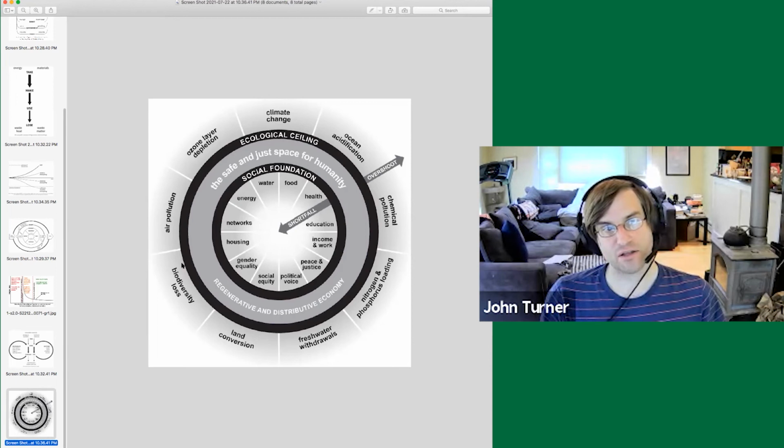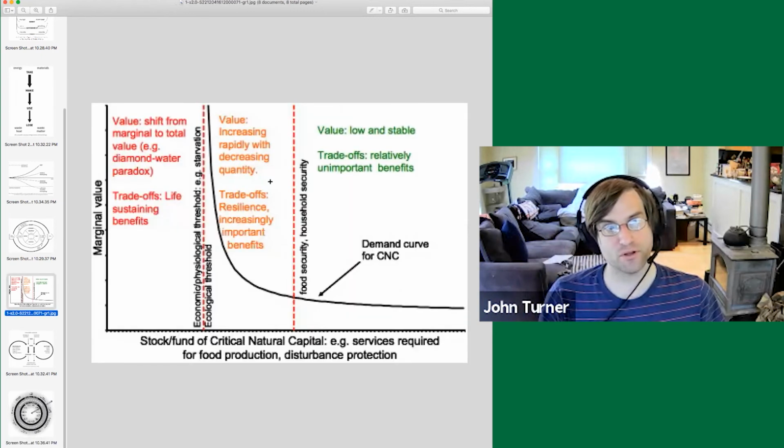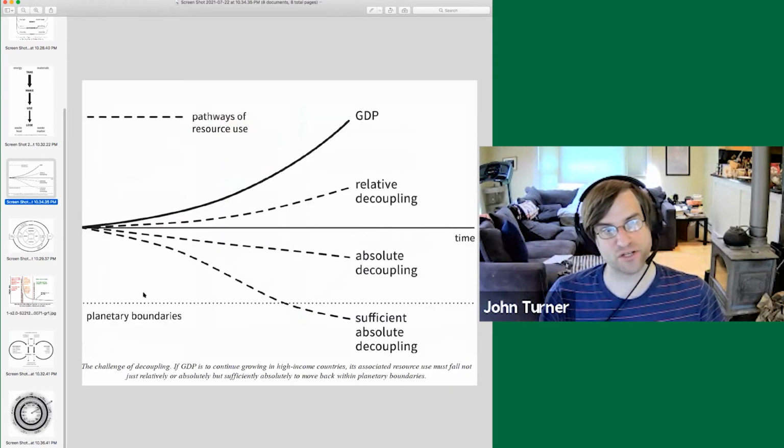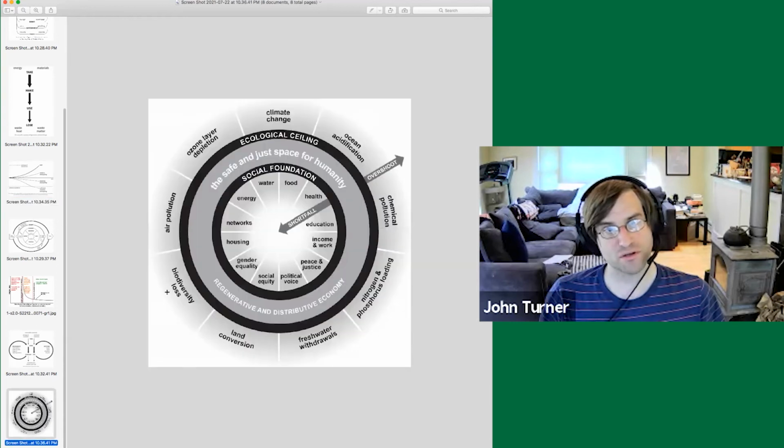Here you have the ecological ceiling, that is the boundary beyond which some of those critical thresholds or tipping points for natural capital might be reached, right? So like the boundary condition when we discuss that notion of planetary boundaries, back here in this diagram. That is that absolute decoupling doesn't just need to be absolute, it needs to be sufficient so that we do not overshoot some of these critical thresholds.